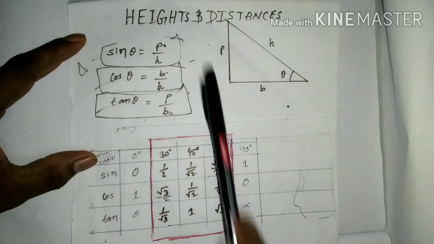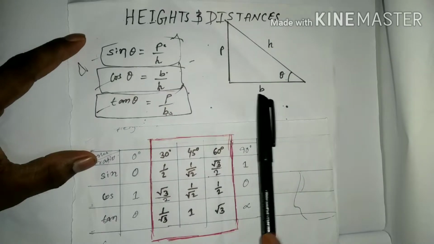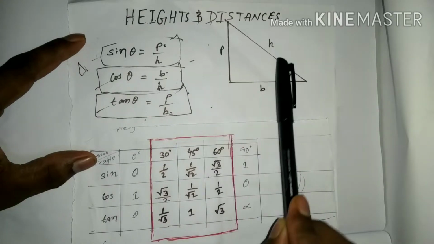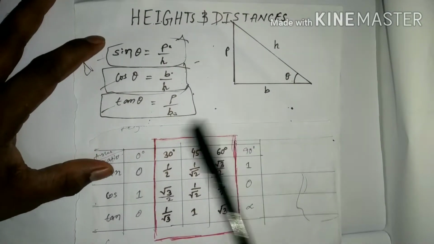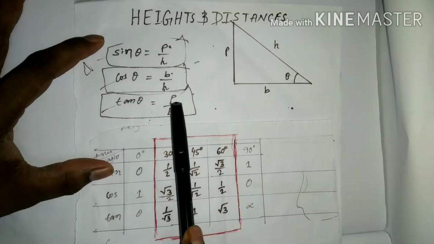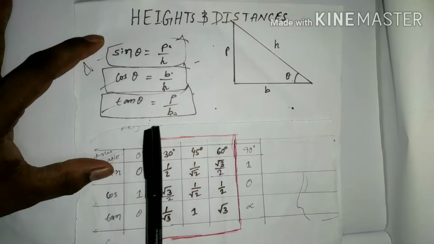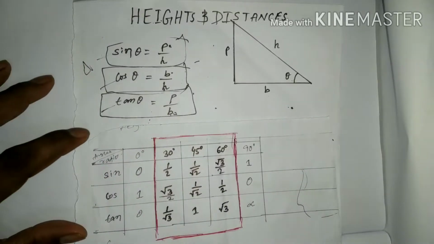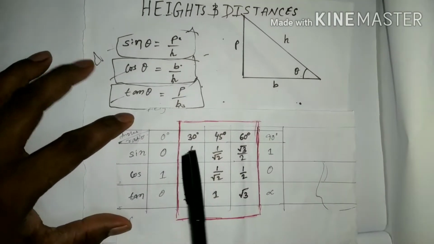This is a right angle triangle. We know that the angle theta is given, and this is b and p, that is base and perpendicular, and h is the hypotenuse. We know very well that sin theta equals p by h, cos theta equals b by h, and tan theta equals p by b. That means some people have curly brown hair turns partly black.